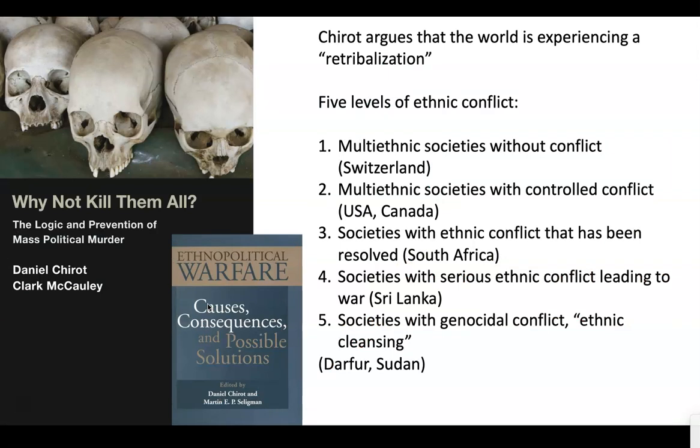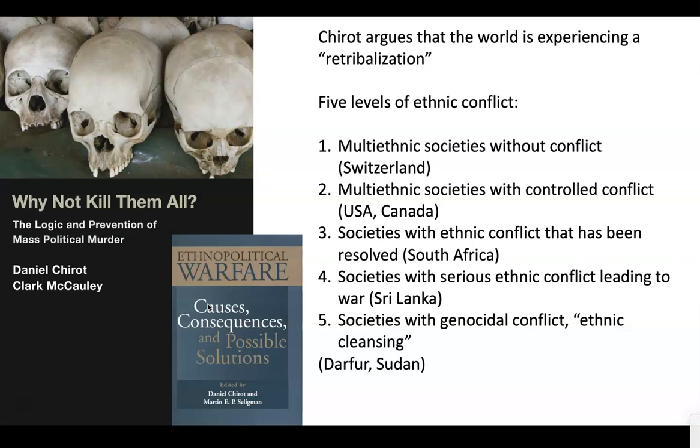So a lot of ways in which society is changing are leading to big changes amongst people's beliefs as well. Daniel Thoreau, if you remember, we talked about him in Tyrants last time. He says that the world is basically going through this process of retribalization. And he has these 5 levels of ethnic conflict.